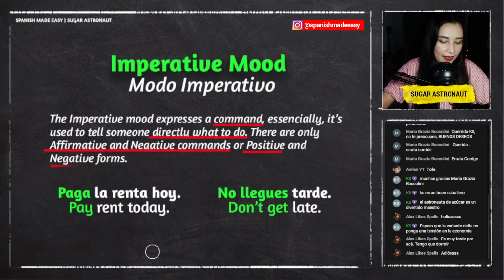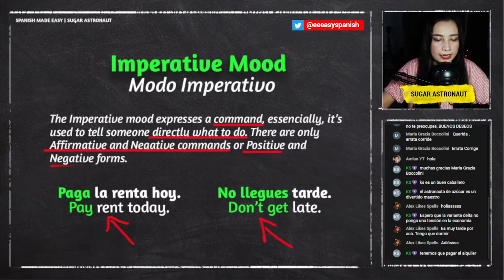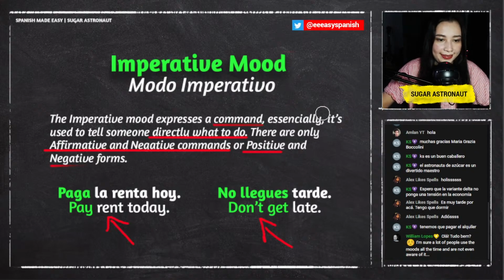So the first one, guys, once again, is affirmative or positive, and this one is negative. Negative command. Affirmative command, negative command. Or a positive form and negative form.